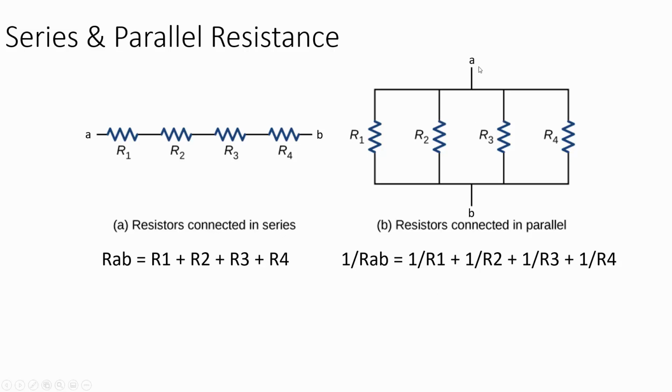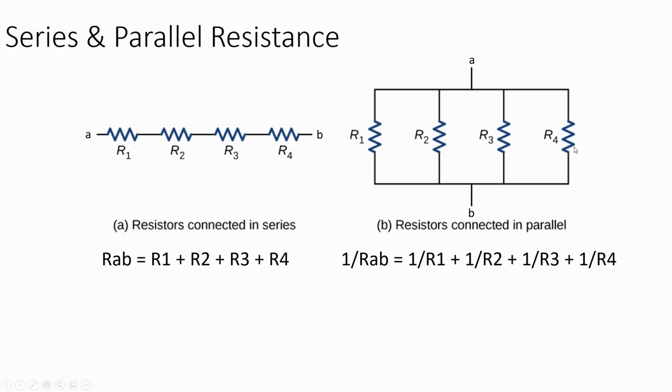So the overall total resistance from A to B is 1 over R1 plus 1 over R2 plus 1 over R3 plus 1 over R4 equals 1 over RAB. This is just a formula which shows you how to combine these to get an equivalent result. What this also means is that if you have resistors in parallel, their overall resistance is going to be less than any of the individual resistances.